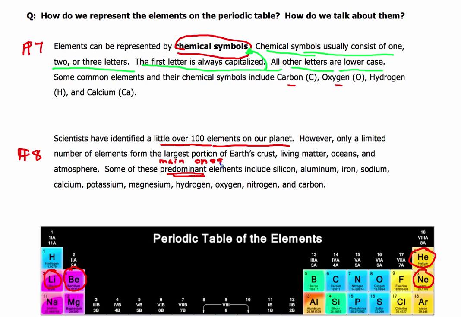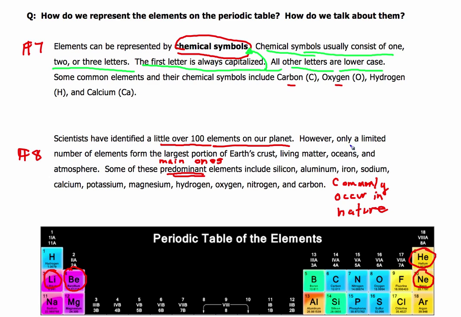like the first 18 that we're looking at in periods 1, 2, and 3. So some of these main elements include silicon, aluminum, iron, sodium, calcium, potassium, magnesium, hydrogen, oxygen, nitrogen, and carbon. And so these are simply the most commonly occurring elements in Earth's crust. So these commonly occur in nature. Okay?